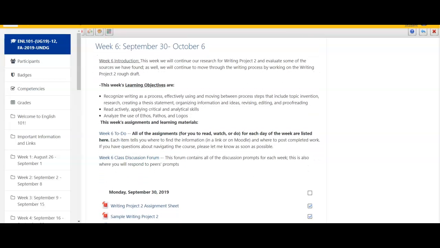So we are going to continue with our research for Writing Project 2. And this week we'll be evaluating some of the sources we have found and continue on the writing process by working through the Writing Project 2 rough draft. So what are we doing this week? Let's take a look at the week 6 to-do list.